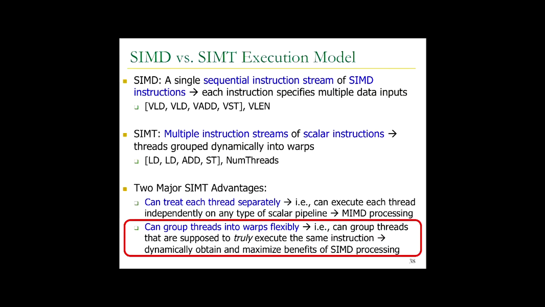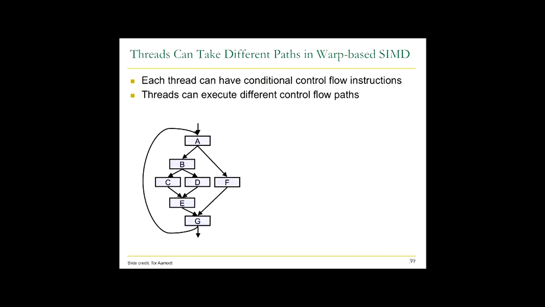Okay, so let's look into this part. We've covered all of this over here, SIMD, SIMT. And we've seen that you can treat each thread separately. Let's look at grouping threads into warps flexibly. This is actually some advanced things GPUs do, but hopefully you'll see some similarities. Let's say you have a thread that's supposed to execute this thing over here, and it can have a conditional control flow instruction, right? In this case, you see one control flow over here, a bunch of branches, and a loop branch over here.